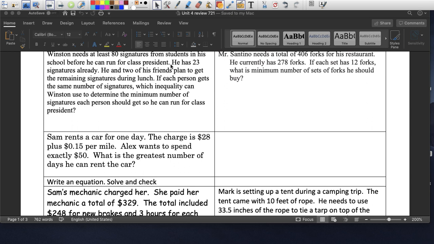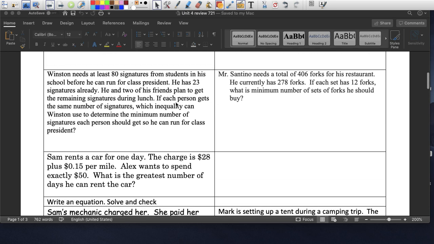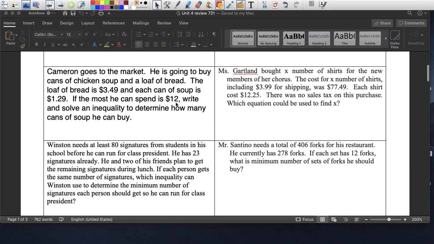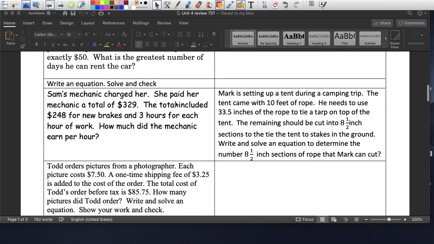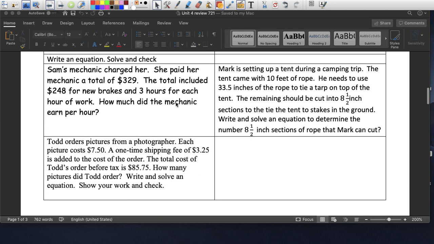Sam rents a car for 1 day. So this one is not a good question because it doesn't have enough information. Okay, it doesn't tell me, so I'm going to let you cross that out. I made a mistake. Now these ones say what? Write an equation? Oh, okay. Oh, these were all, I was supposed to graph. Oh well. Write an equation, solve and check.